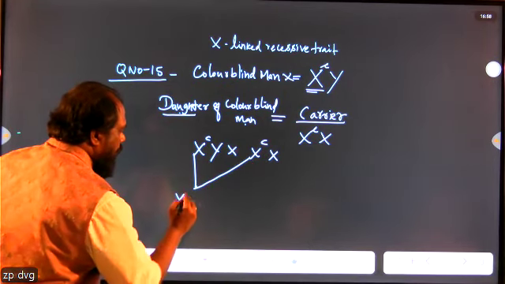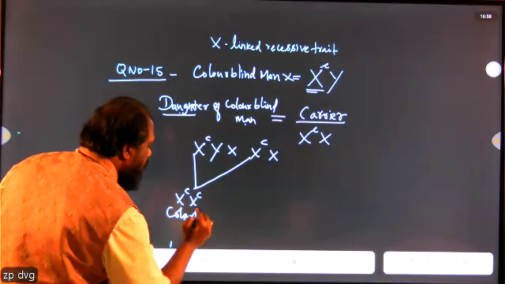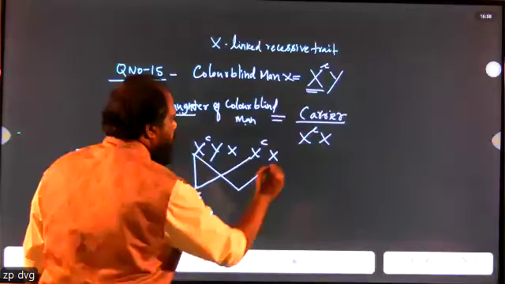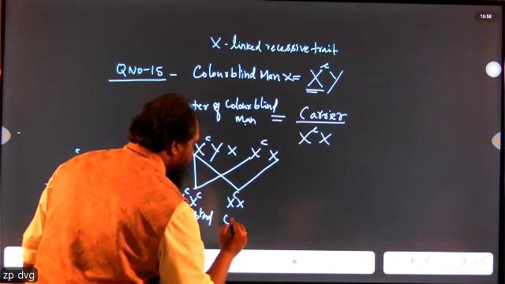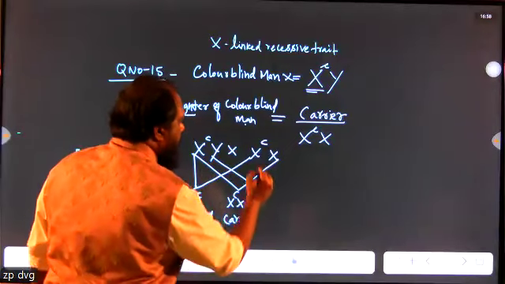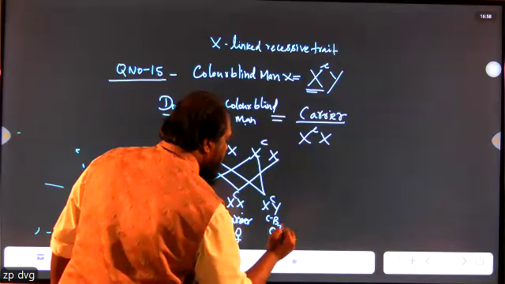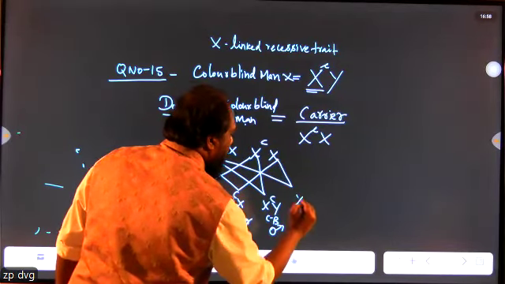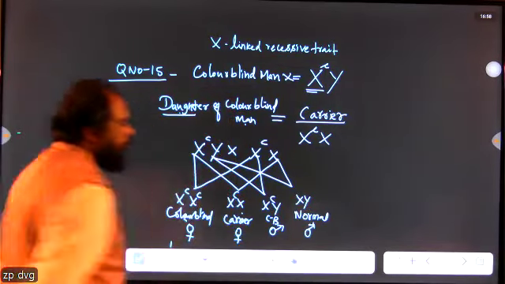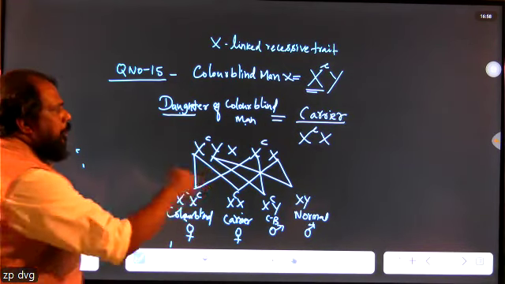Here you can see XCXC, which is colorblind daughter. XCX, this is carrier daughter. XCY, colorblind son. XY, normal son. Understood? So these will be the children for this particular cross.